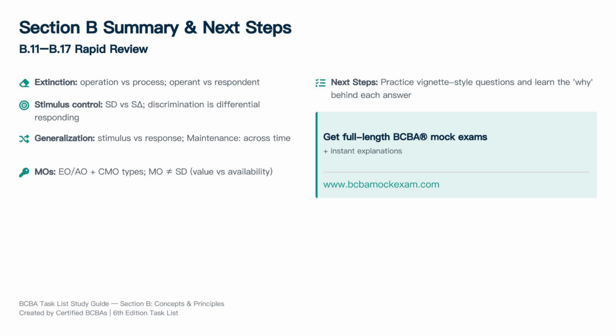If you can do these four things, your Section B accuracy jumps fast. 1. Identify extinction as operation versus process and operant versus respondent. 2. Separate SD versus S delta and recognize discrimination as differential responding. 3. Label stimulus versus response generalization and separate both from maintenance across time. And 4. Apply the MO versus SD rule of value versus availability.